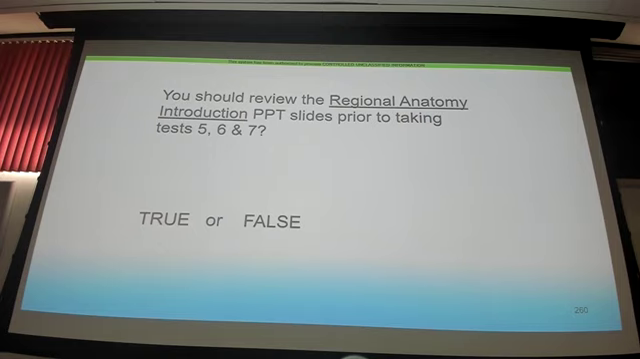You should review the regional anatomy PowerPoint slides prior to taking test 5, 6, and 7. Everybody always says false. True. Those first 39 slides, the introduction to musculoskeletal, will show up on test 6 and 7. Remember I told you that before? I told you I'd remind you, now I'm reminding you. Make sure you review those definitions and things, especially those charts.